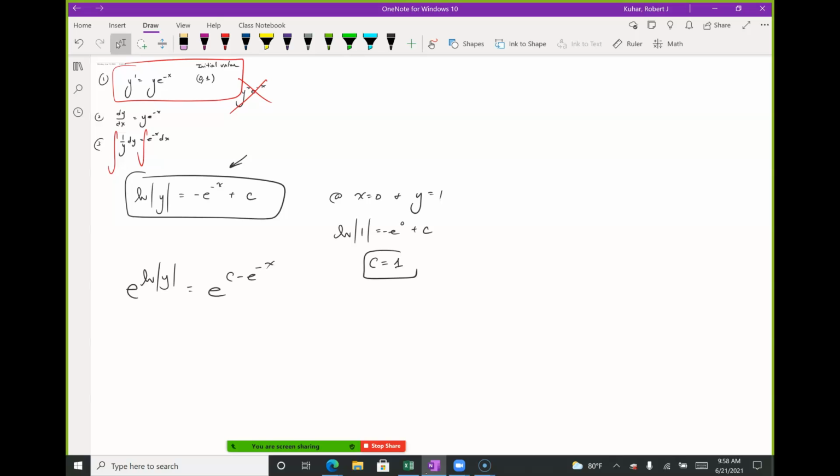So on the left, the e and the ln undo each other, and I get absolute value of y equals e to the c times e to the minus x. And we tend to do that as much as we can. We tend to get the coefficients separated from the piece with the variables in it. So e to the c, which we know is already e to the 1, which is e. We already know that that's the leading coefficient here.